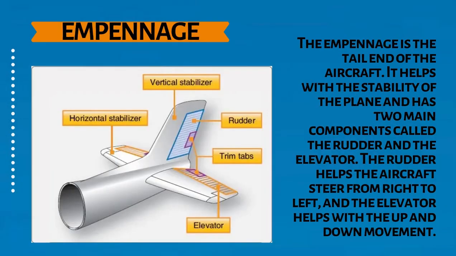Empennage. The empennage is the tail end of the aircraft. It helps with the stability of the plane and has two main components called the rudder and the elevator. The rudder helps the aircraft steer from right to left, and the elevator helps with the up and down movement. Vertical stabilizer, horizontal stabilizer, rudder, trim tabs, elevator.